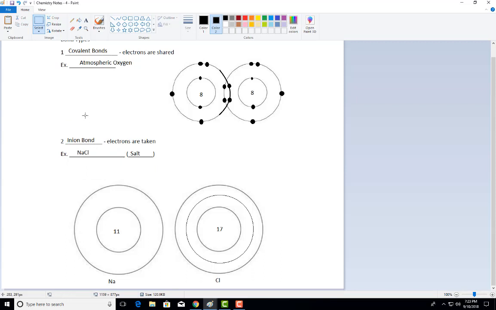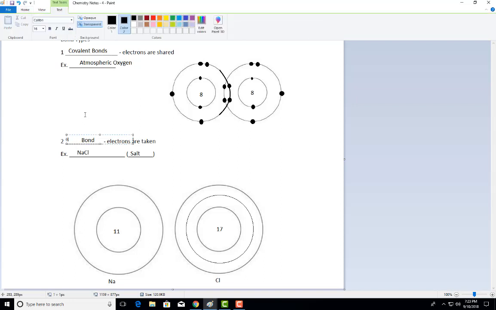Let's see, copy, paste. If you've never worked with Paint before, this is a good trick for erasing stuff. It just makes it easy. Ta-da! And then I can come back in here and type it. This is an ionic bond. Make it look a little pretty. There we go. Close enough.